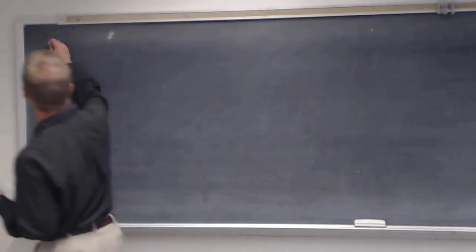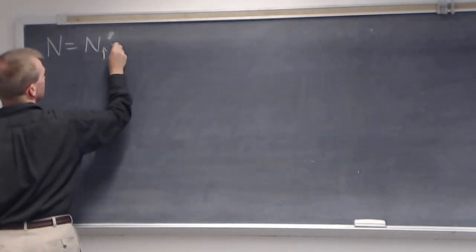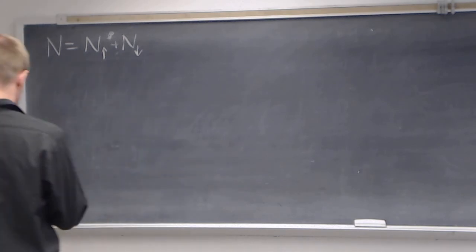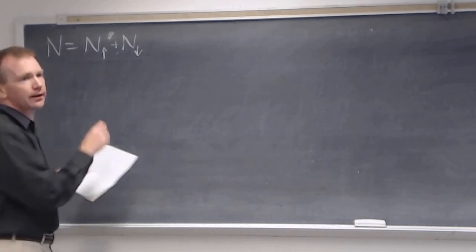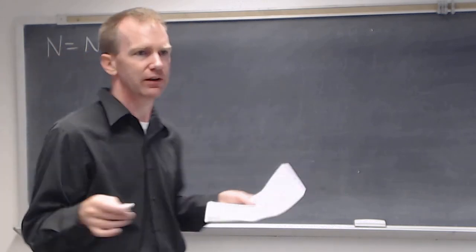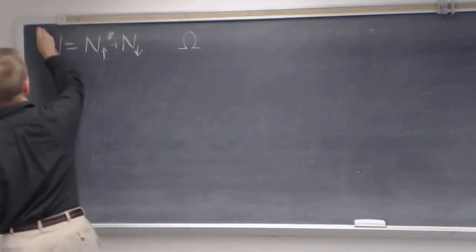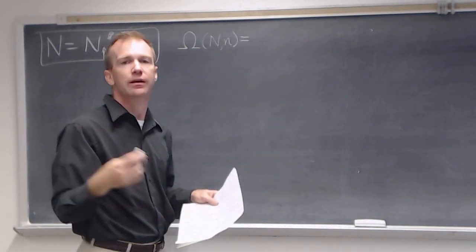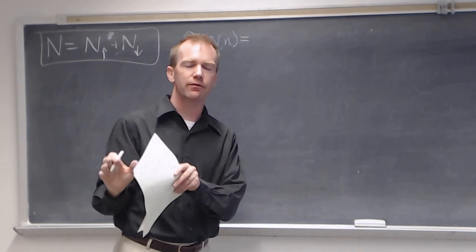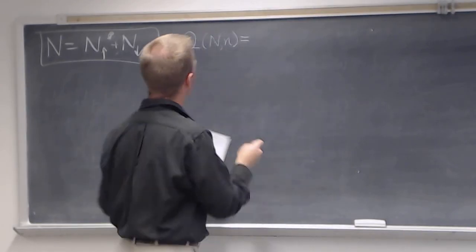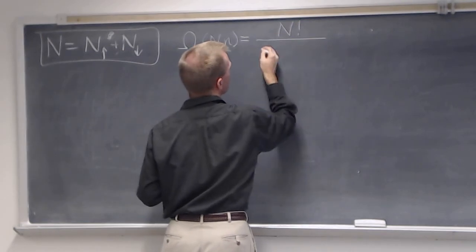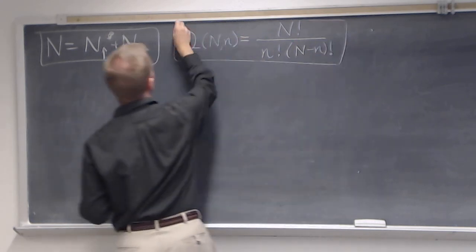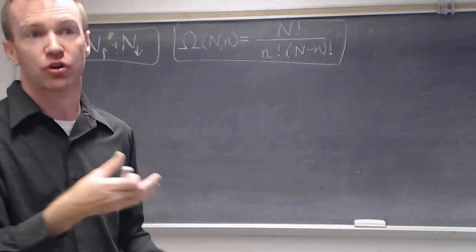I'll rewrite that equation. This will be important. The total number is the number up plus the number down. Now, the general formula for the multiplicity of a two-state system, that's something we're given, is capital N factorial divided by lowercase n factorial times capital N minus lowercase n factorial. So I'm boxing that in as well because it's a general formula we've already learned.